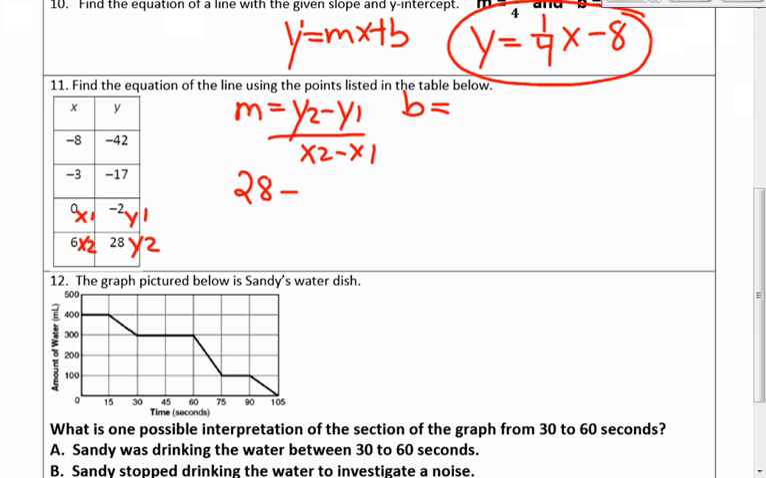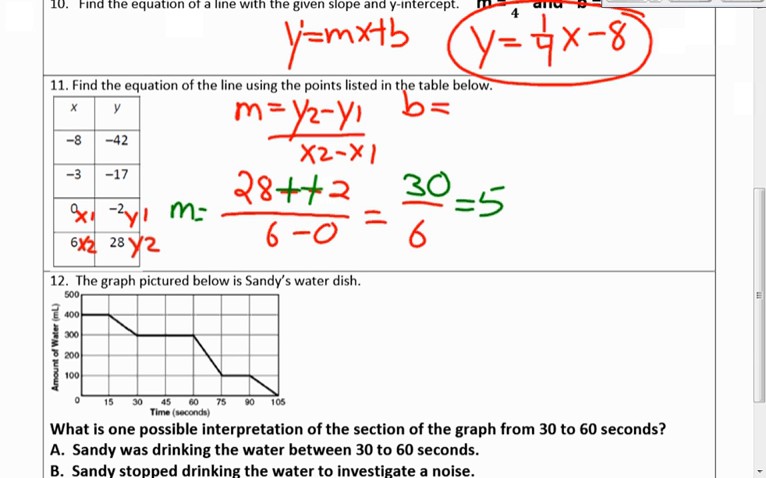28 minus negative 2 over 6 minus 0. 6 minus 0 is 6. 28 minus negative 2. I have those back-to-back negatives again. They become positive. So it ends up being 28 plus 2, which is 30. I can reduce 30 over 6, and that becomes 5. So my slope is 5.